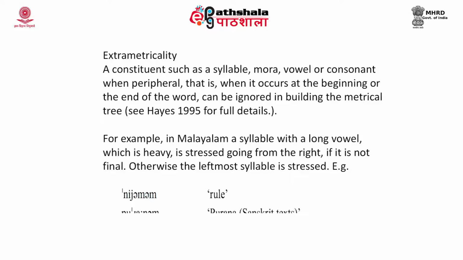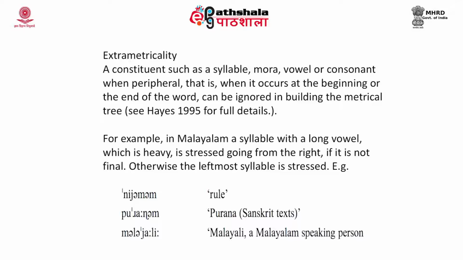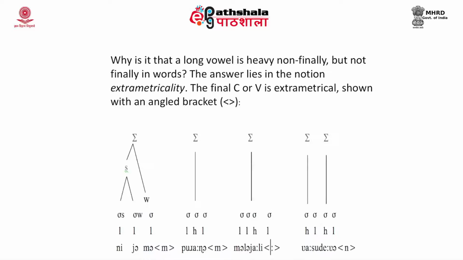Let's take a look at an example from Malayalam. In Malayalam, a syllable with a long vowel, which is heavy, is stressed going from the right. Notice that only a long vowel is heavy in Malayalam, because consonants always occur as the coda. So heaviness is not defined in terms of a coda. Coda is just not present in Malayalam. That's why we say a long vowel, which is heavy, is the one which is stressed.